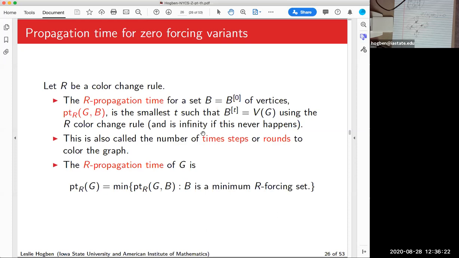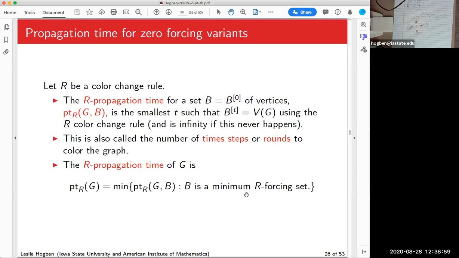We're performing zero forcing in a propagating way, and we're just proceeding through, and the propagation time of a particular set is the least t such that we've colored all the vertices blue at B super t, and this is called the number of time steps or rounds to color the graph. But then, so this is the propagation time of a set, the standard, PSD, or skew propagation time of a set. The propagation time of the graph assumes you start with a minimum R forcing set.